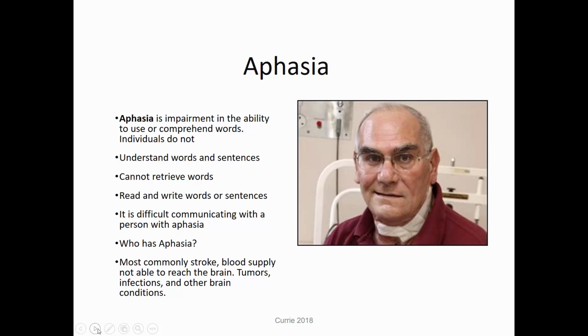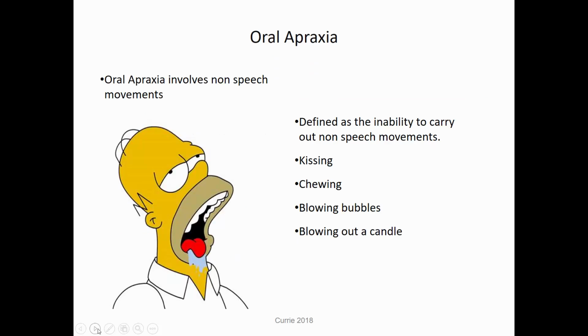Some of the things that you can do is use word and picture matching, and use a target word and then cue the name. Learning communication methods using writing or gesturing or some augmentative communication strategies are really helpful for people with aphasia. Oral apraxia is a little different.